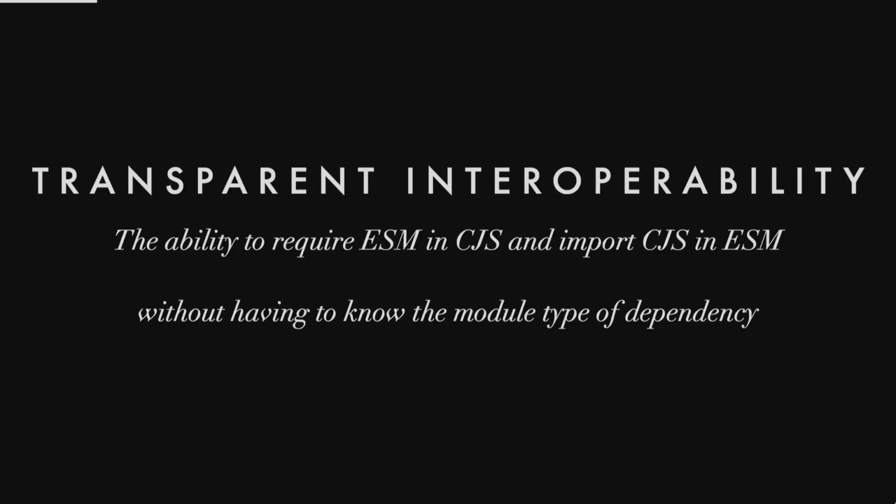Transparent interoperability. This is the ability to require ESM in CJS and import CJS in ESM without having to know the type of the module. So the ability to npm install a module and then just use ESM or CJS and not have to worry about it. This is kind of how a lot of the transpiled loaders work right now. So if you use Babel or TypeScript or Webpack, you don't really need to know the type of module that you're using. A goal is a pairing of a top-level grammar and a top-level execution model. I'll get back to that one later.